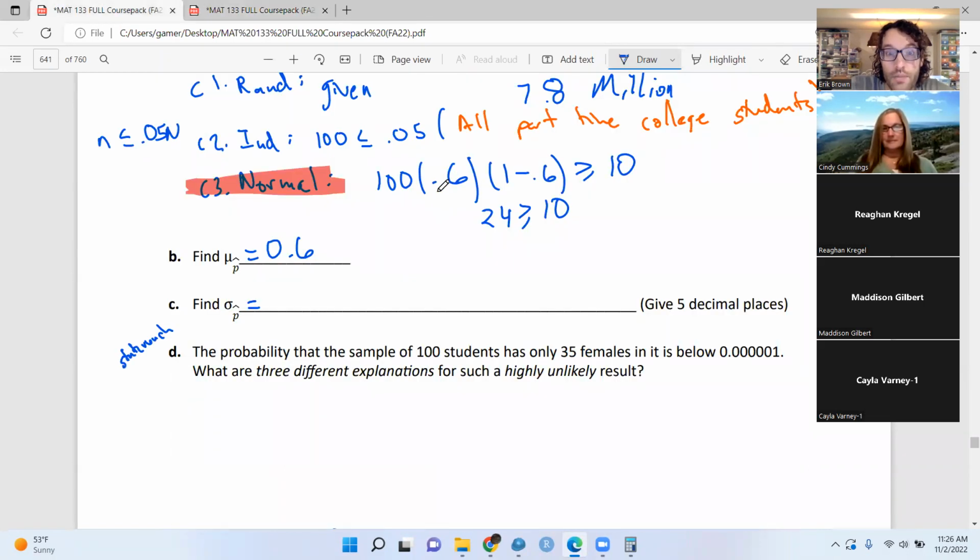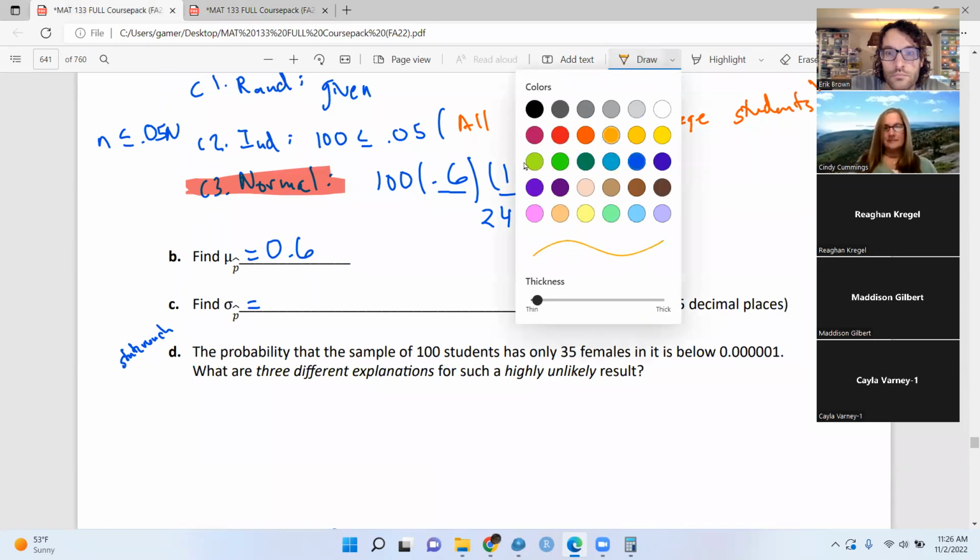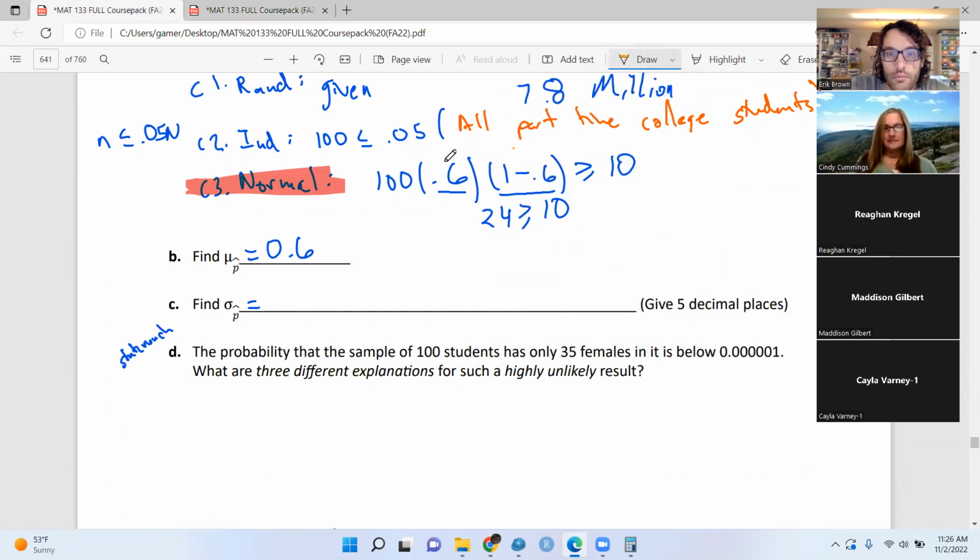We already know p and q from here. I'll write that. So let's label this as p and we'll label this as q. And that's actually 0.4. So we're just going to do the square root of 0.6 times 0.4 divided by 100.